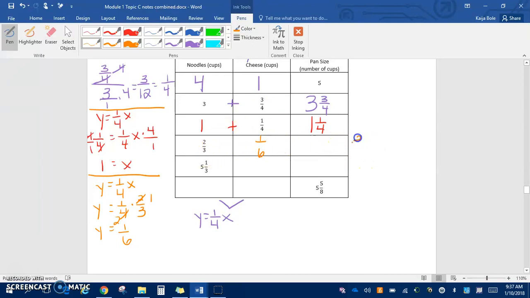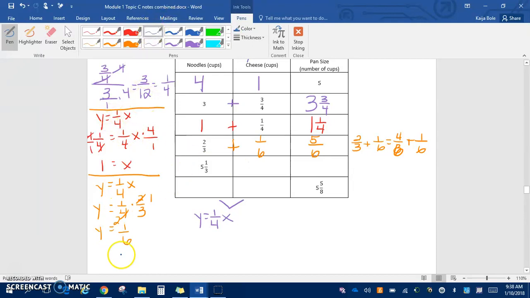So we're going to have 2/3 plus 1/6. We're just adding across. So if we get a common denominator, it would end up being 4/6 plus 1/6. So our total here would be 5/6. Okay, so we've got one more row here that we can do with the equation that we already have.